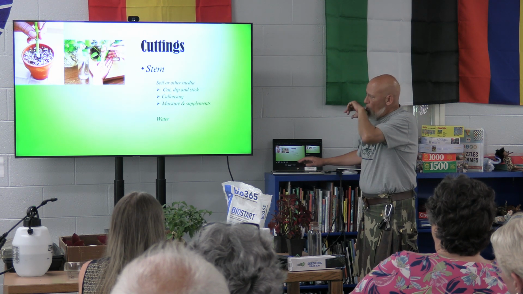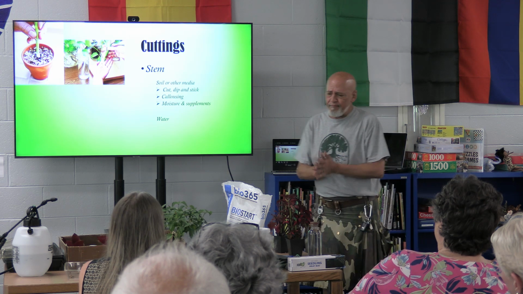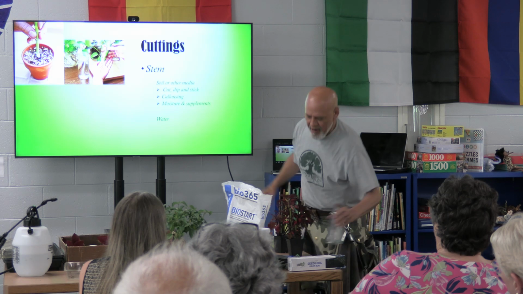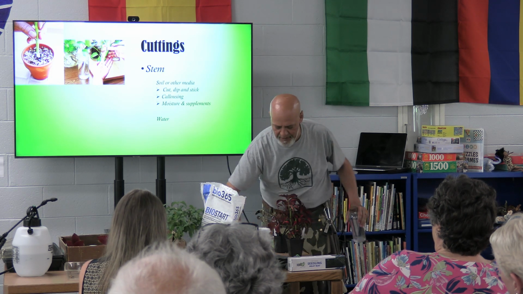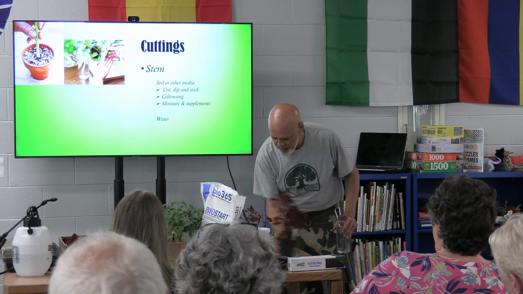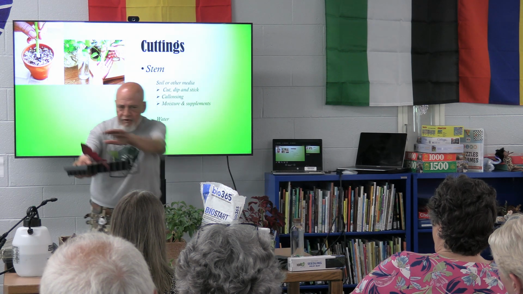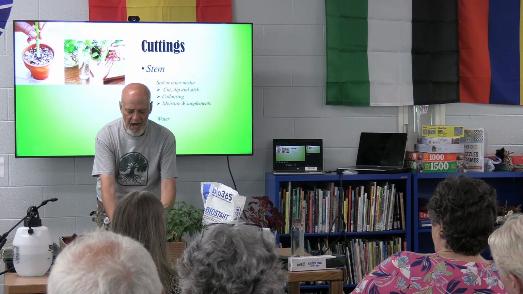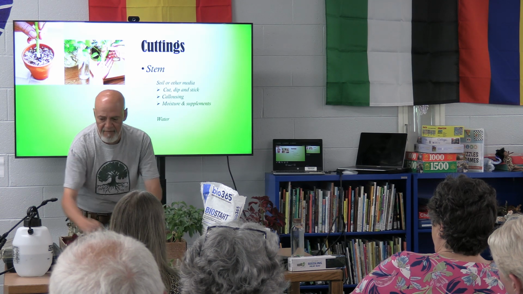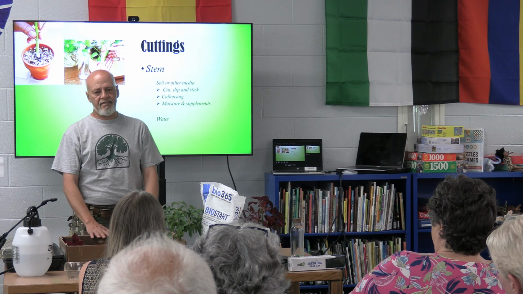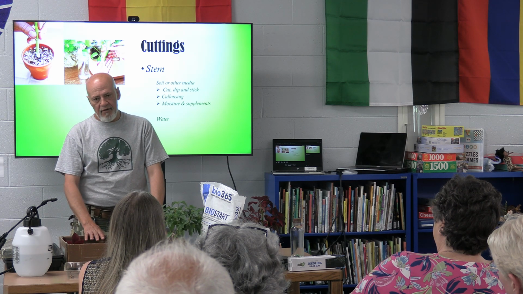Moisture and supplements. So here's another way of propagating certain things. Not everything propagates this way. After I propagate a whole tray of this, I moisten the soil a little bit. I put it underneath a greenhouse table where the greenhouse is about 90 to 100.